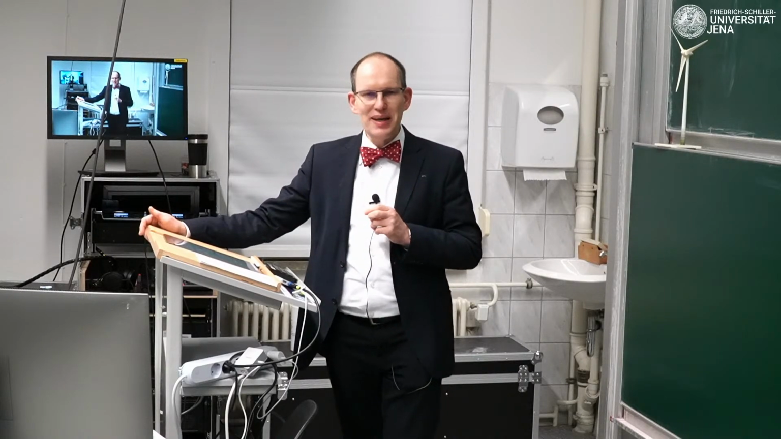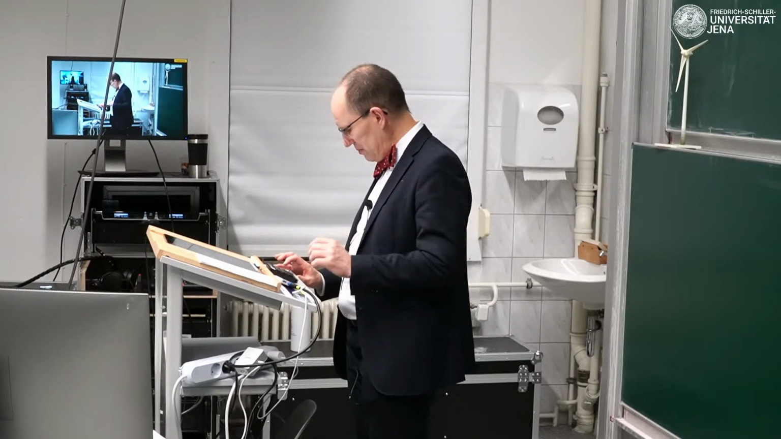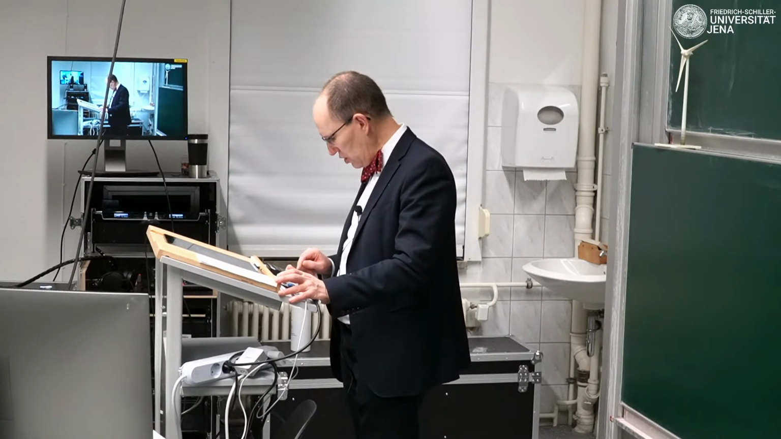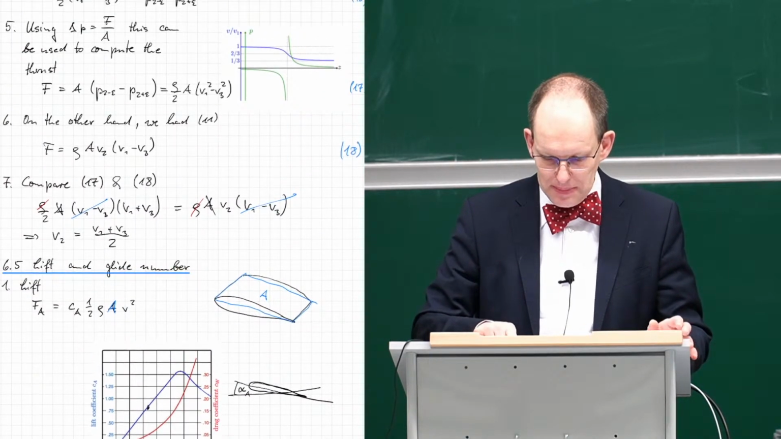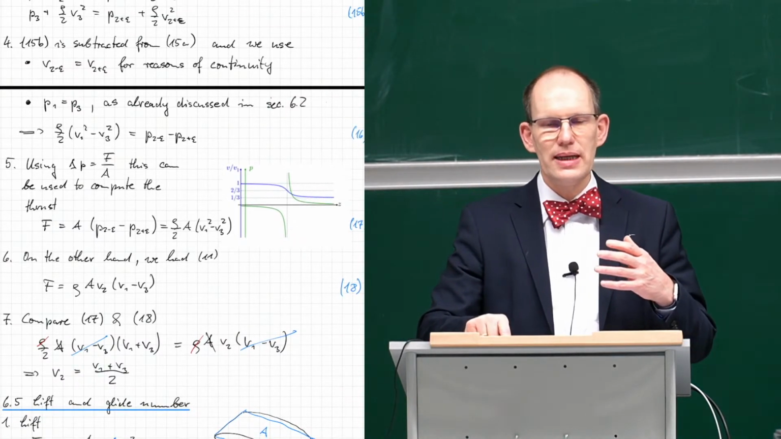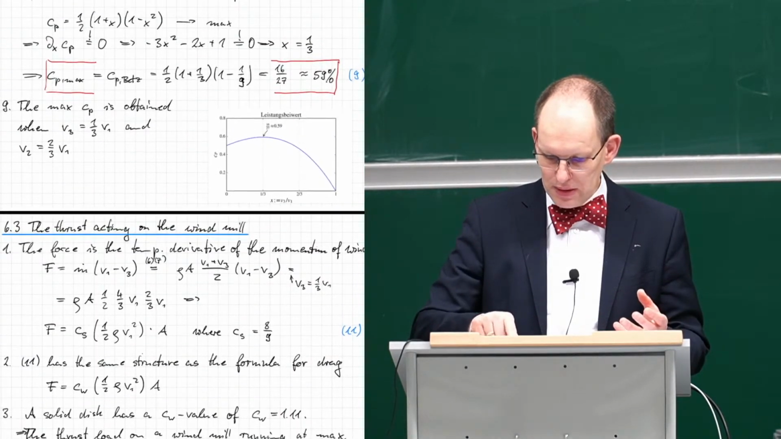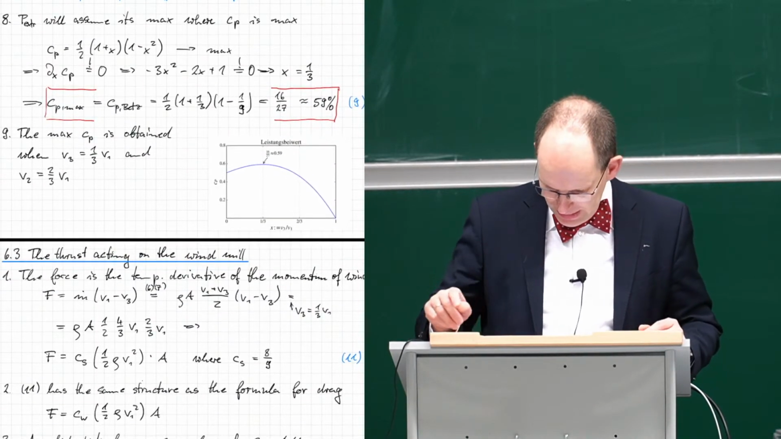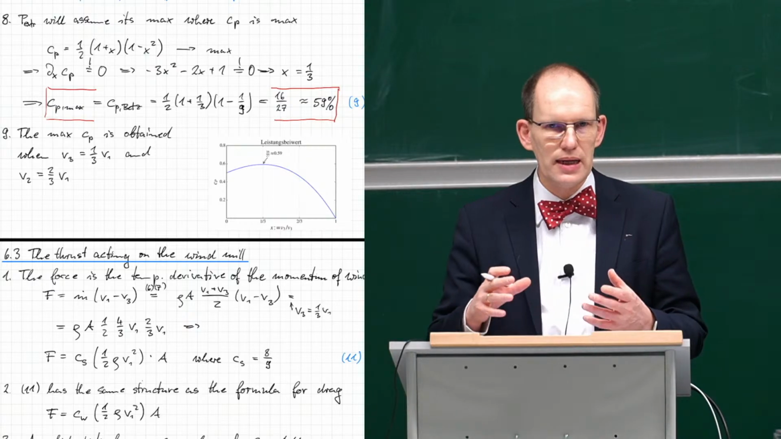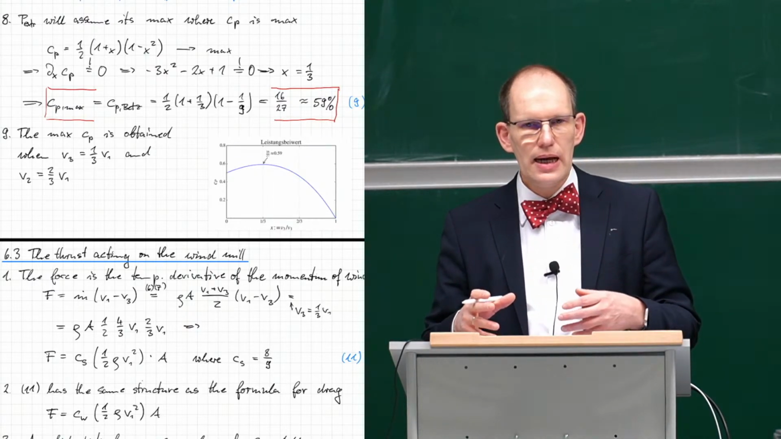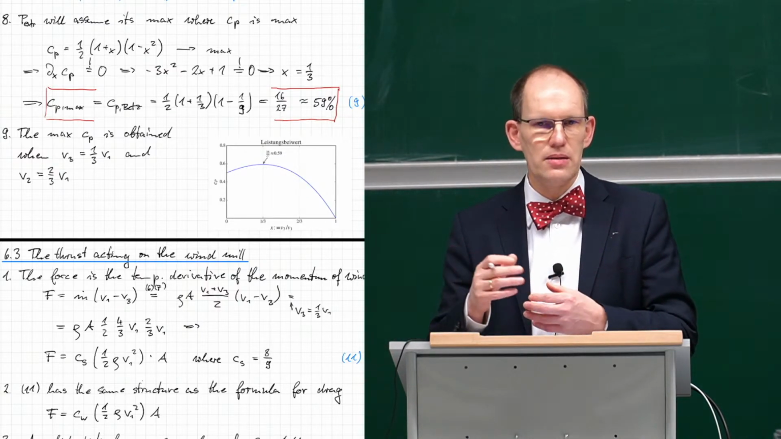Okay, so with this, let me come to what we did. Perhaps a small repetition of what we did last time. You remember that we calculated that at maximum we can convert about 60% of the kinetic energy of the wind into electricity, say, into work done by the rotor.